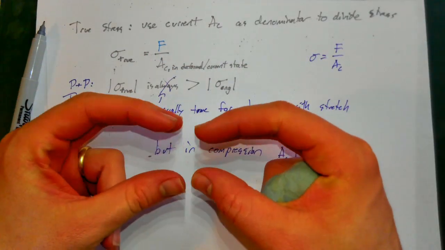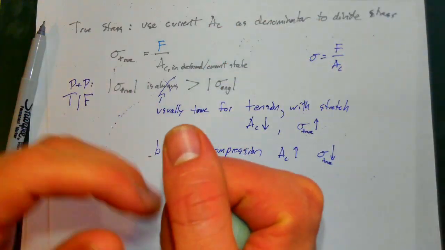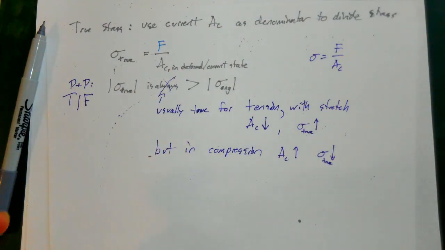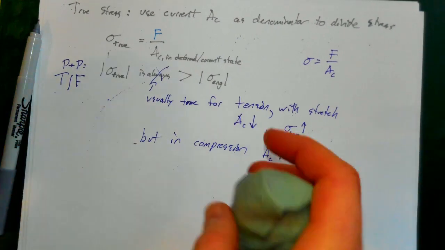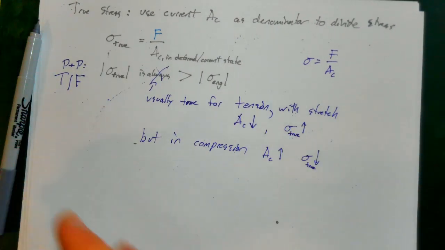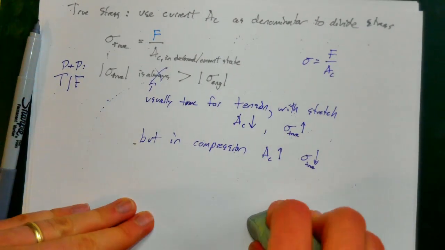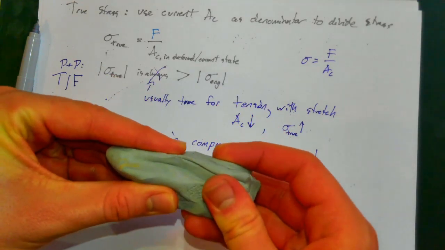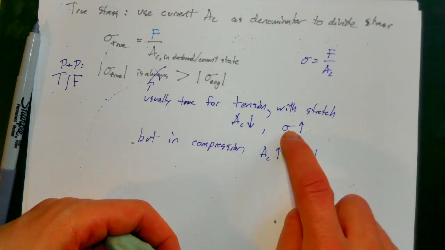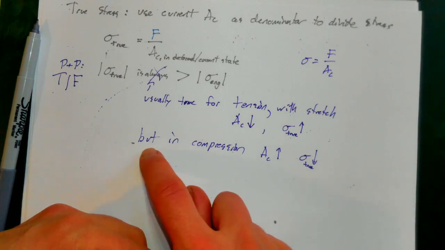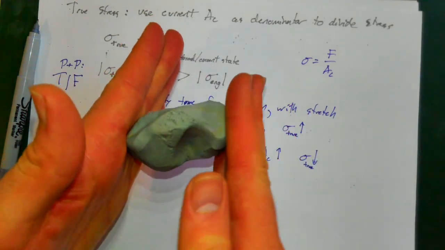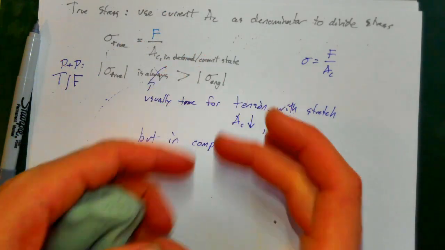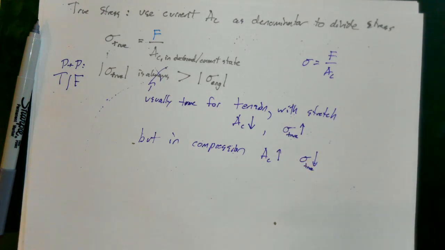There are a handful of weird materials that get wider as you stretch them, but those have weird properties that we'll get into in a later lecture. For most materials, when you stretch them out, they get narrower, so the true stress is actually higher. And in compression, when you squish most materials, their cross-sectional area increases, so the true stress gets lower. All right.